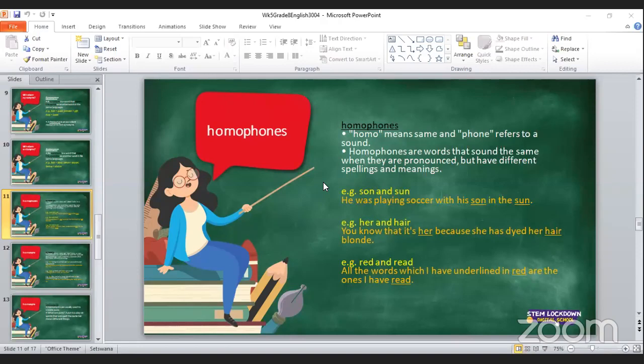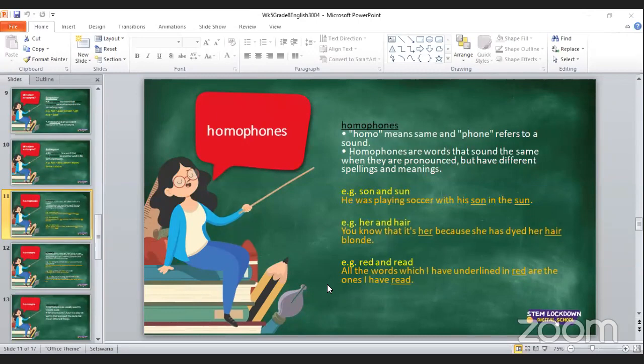But sir, you say her and hair. They don't sound the same. Red and red. But explain.